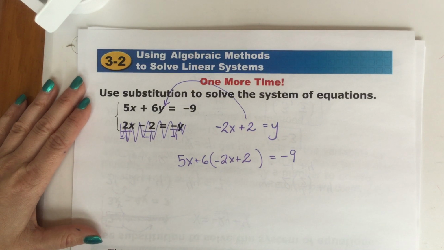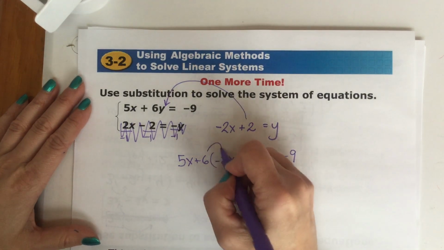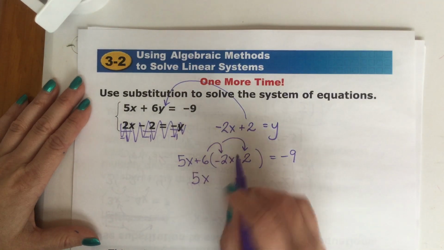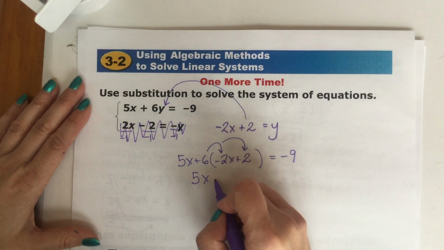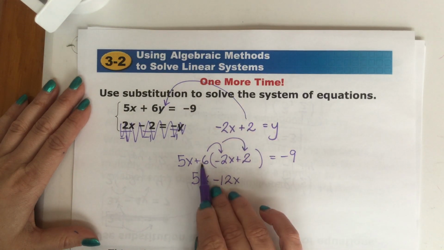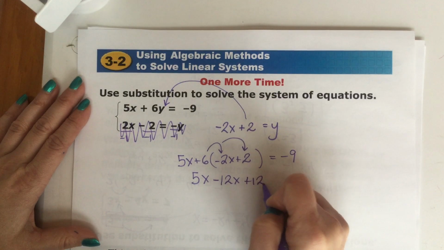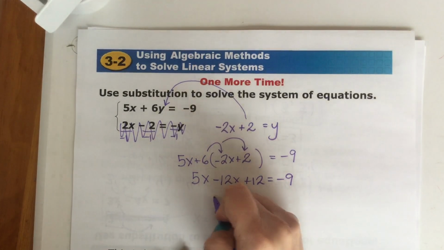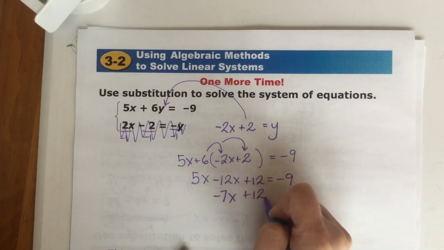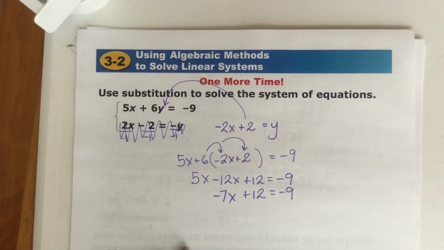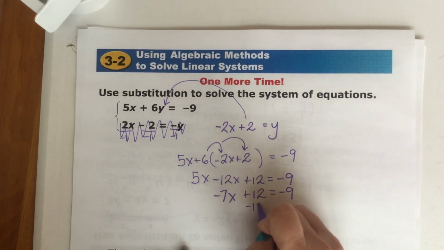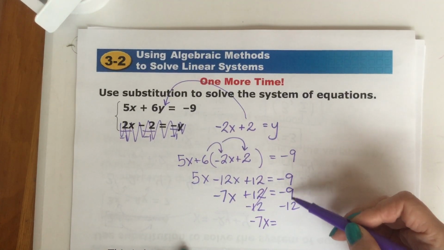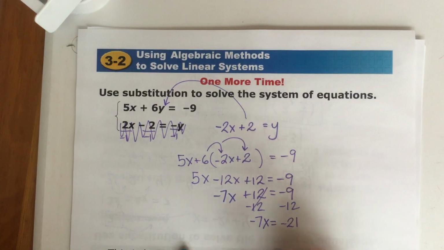Now what I need to do is solve for x. So it's a multi-step equation. Simplify. Step 1, cancel the parentheses. 5x, positive 6 times a negative 2x is negative 12x. Positive 6 times positive 2 is 12, equals negative 9. 5x minus 12x is negative 7x, plus 12 equals negative 9. To get rid of a plus 12, I minus 12 to each side. Negative 7x equals negative 9 minus 12 more is a negative 21.